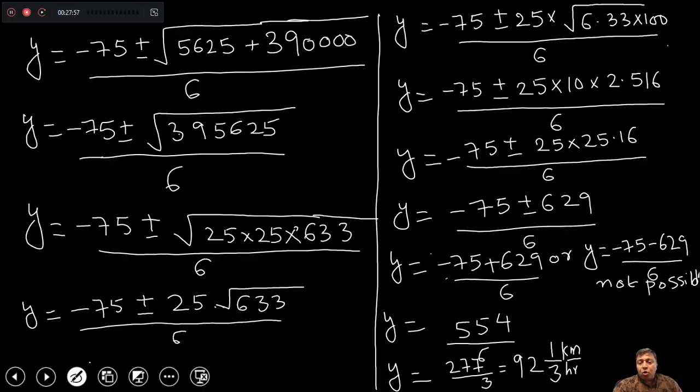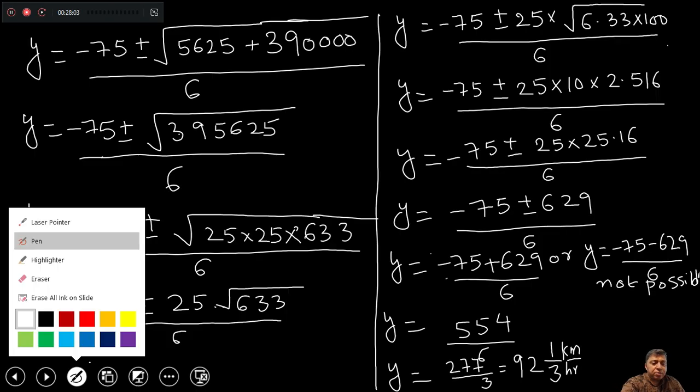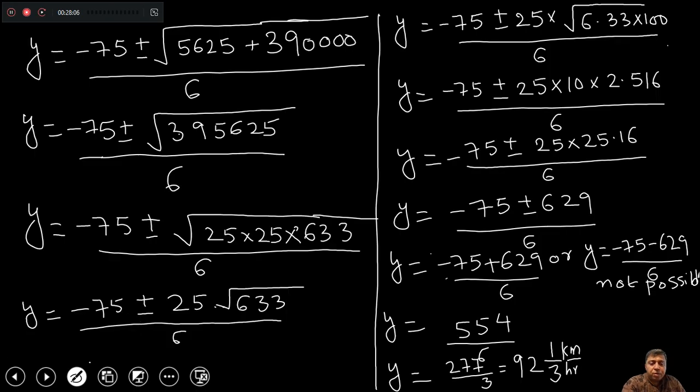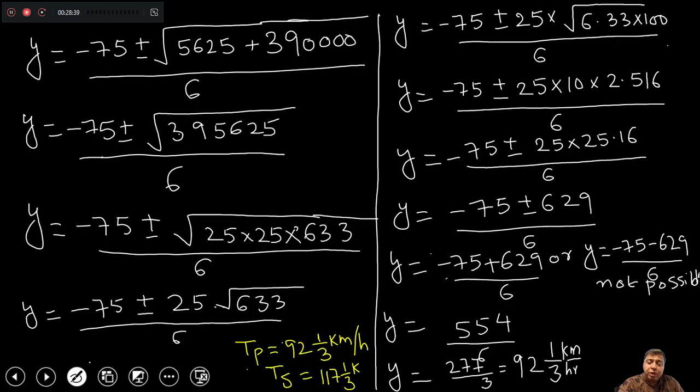So the velocity or speed of the passenger train is 92 1 upon 3 kilometers per hour. And for the super fast train, it was 25 kilometers per hour more. So simply add 25 to 92. That is 117 1 upon 3 kilometers per hour.